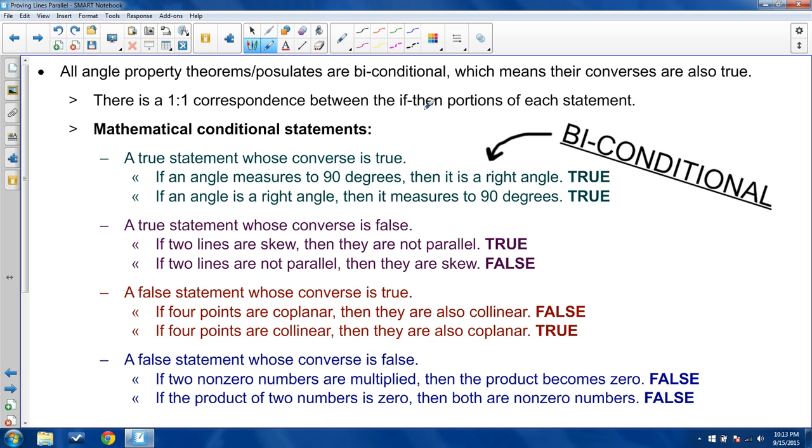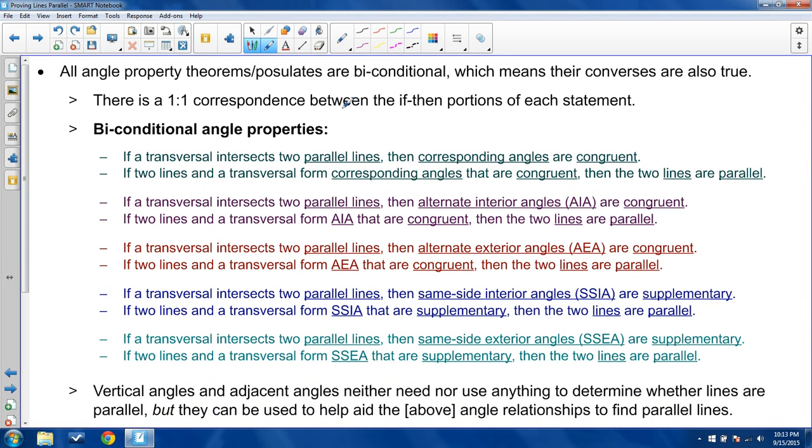So now I want to segue this into the angle properties that we've been referring to so far. Now all of these are biconditional, so it's true for both sets of statements. The top statements are the ones that you learned in perhaps the last video if you heard it. If a transversal intersects two parallel lines, notice how that's the same each time, then we're referring to things such as corresponding angles, alternate interior angles, and alternate exterior angles being congruent. That is true. And same side interior angles and same side exterior angles are supplementary when you have the two parallel lines.